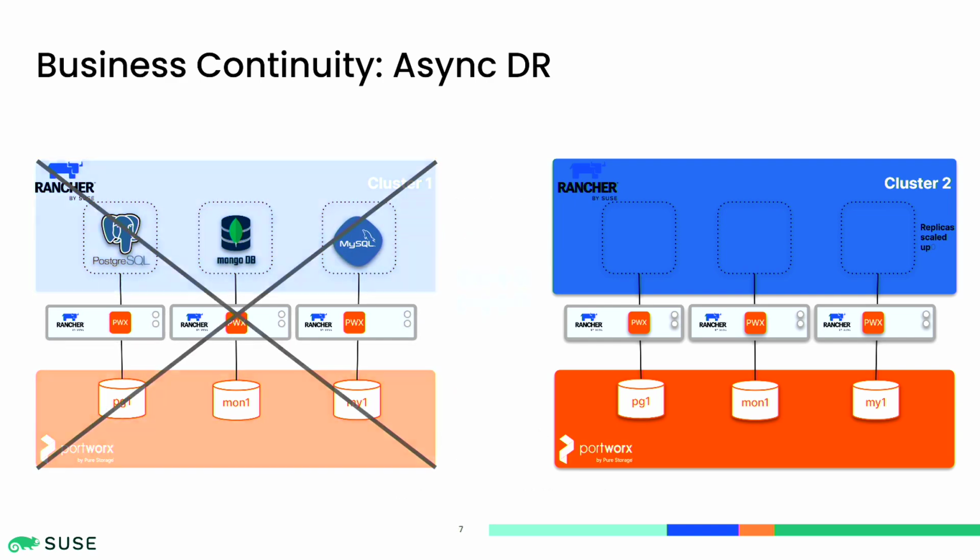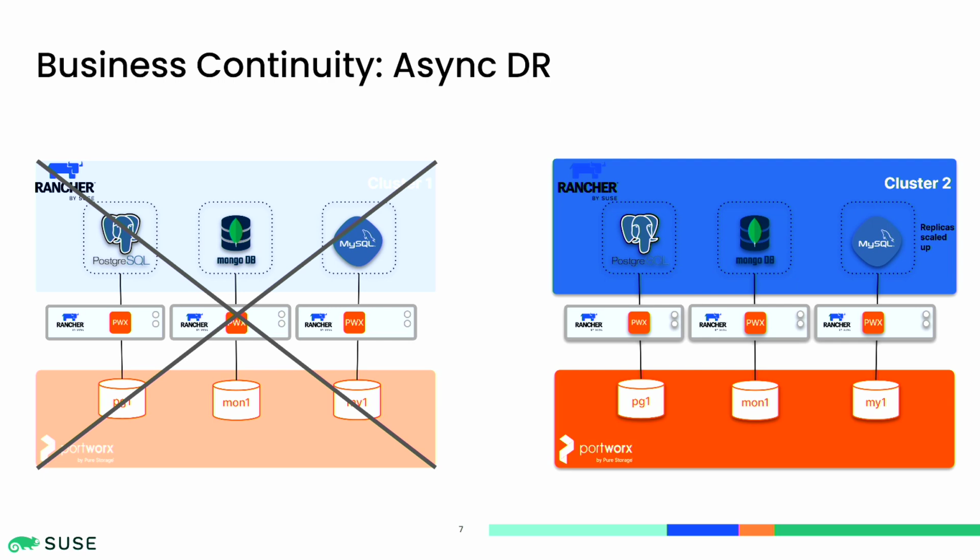And in case of a disaster, you would have a single command on the second cluster, just telling it, okay, the disaster happened, scale it up. And technically, in the background, Portworx would just change the replica to the original number of the source cluster. Kubernetes would schedule the pods, everything would start. That's just the high level how we do async DR.